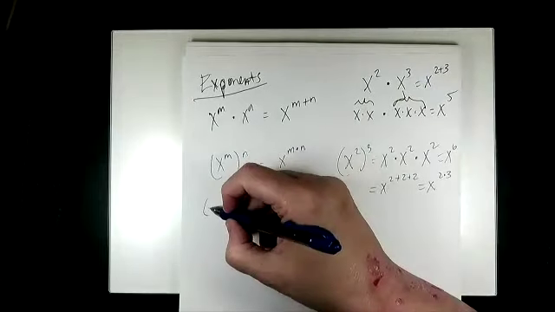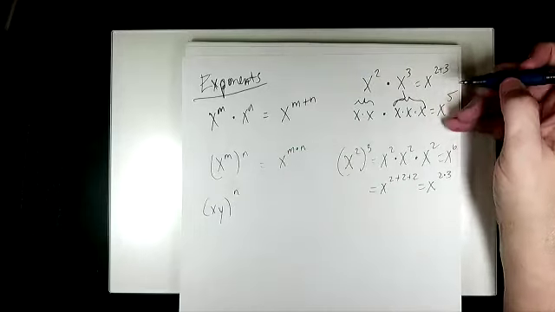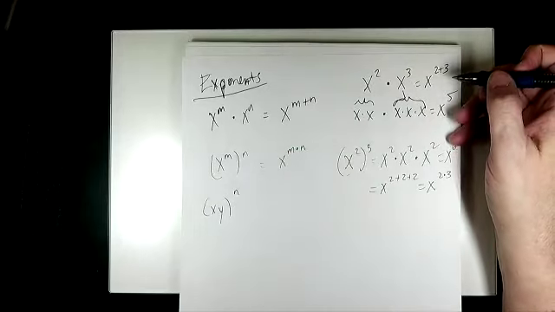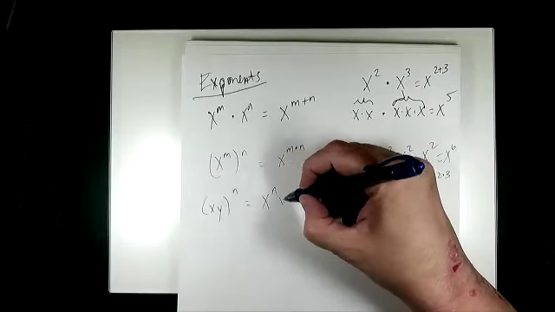Then we have something like this, where there's a product inside the parentheses. This is the same as x to the n, y to the n.